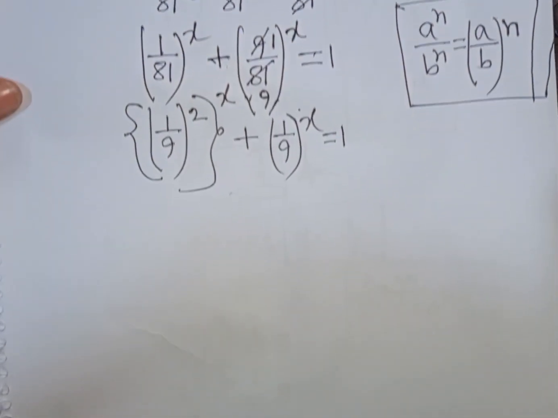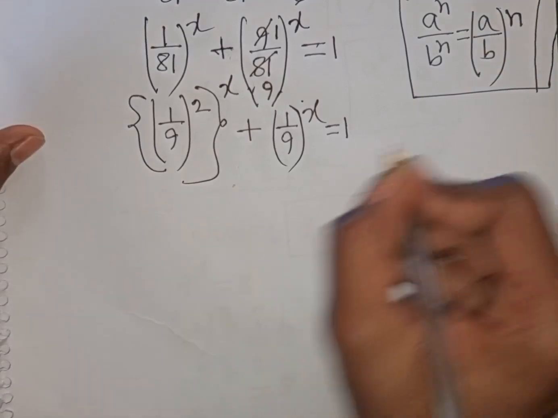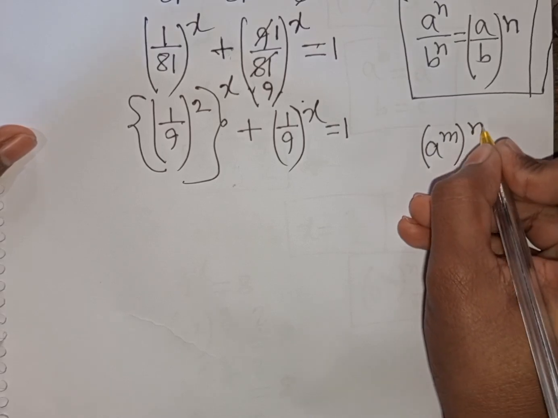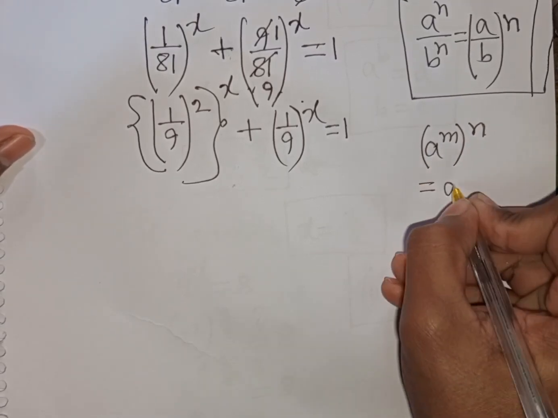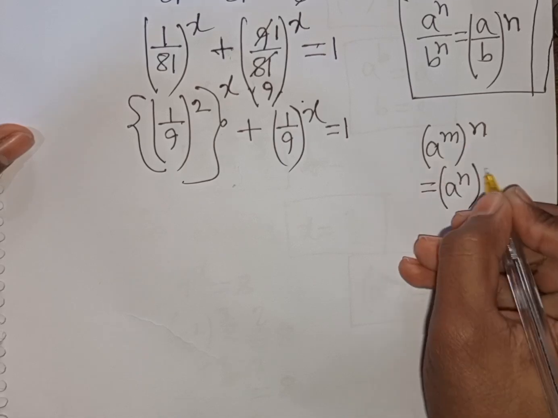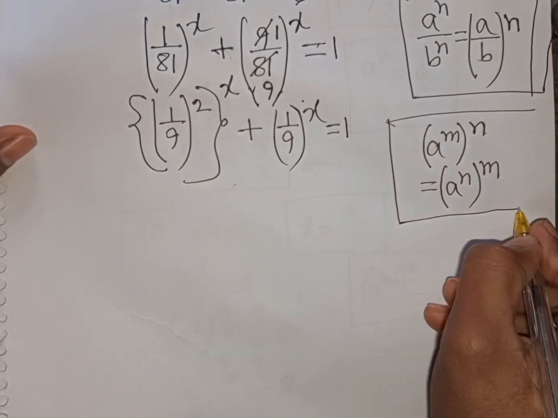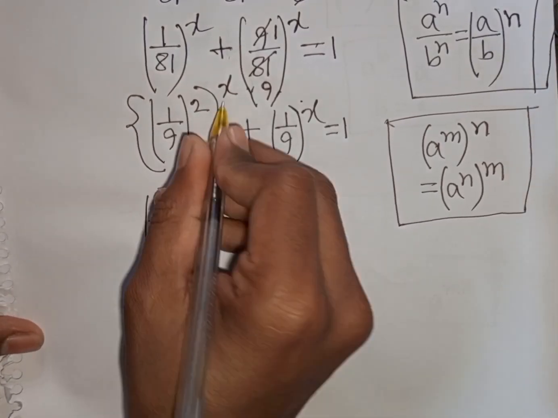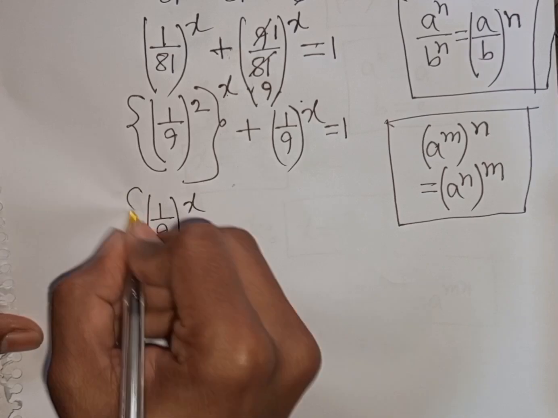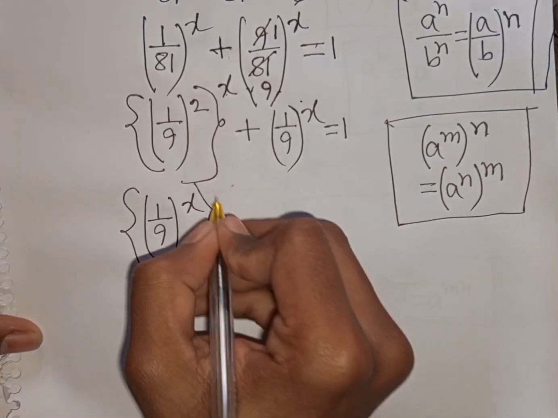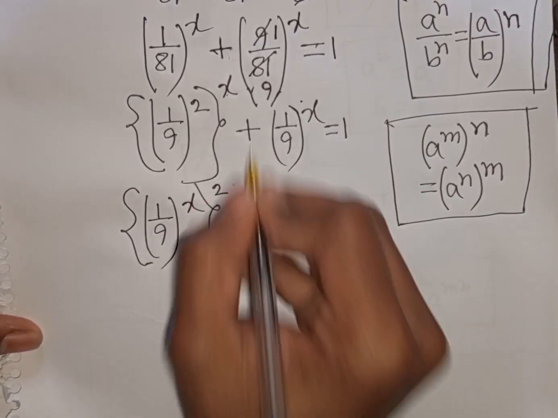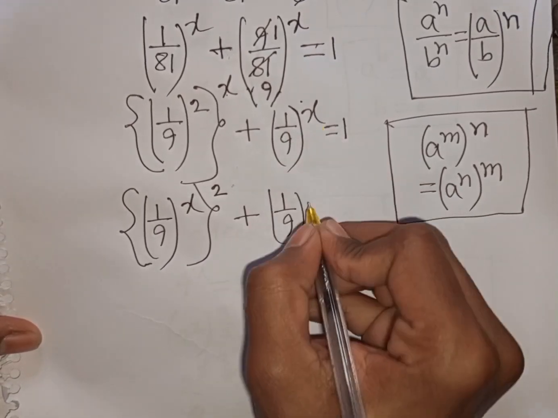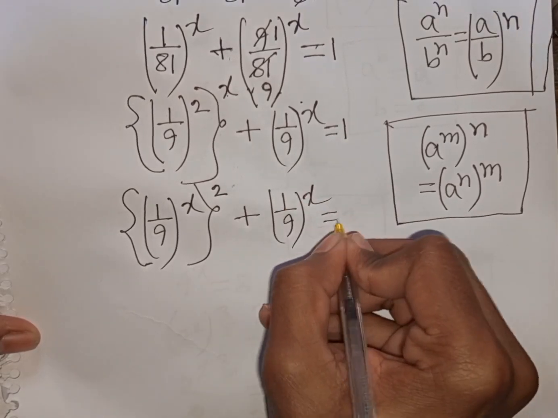Now here you can apply this exponential rule that a power m bracket power n is equal to a power n bracket power m. So according to this rule, I can write here 1 by 9 bracket power x, then second bracket power of 2, then plus 1 by 9 bracket power x is equal to 1.